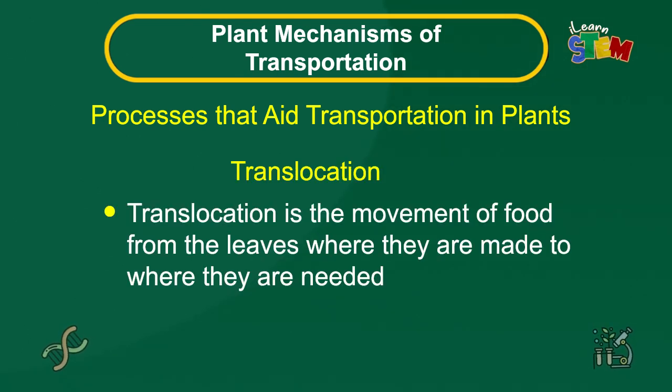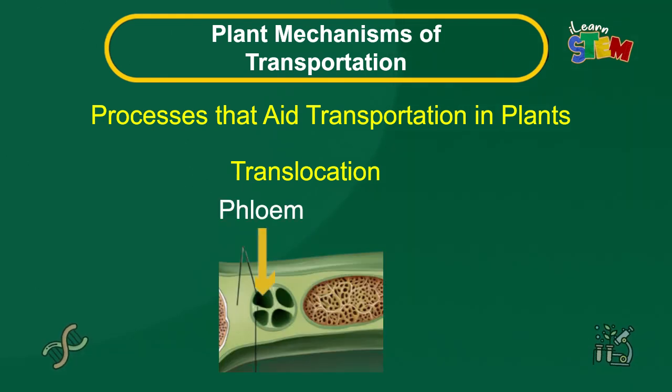Translocation is the movement of food substances like sugars from the leaves where they are made to other parts of the plant, either for energy or storage. This process occurs in the phloem.